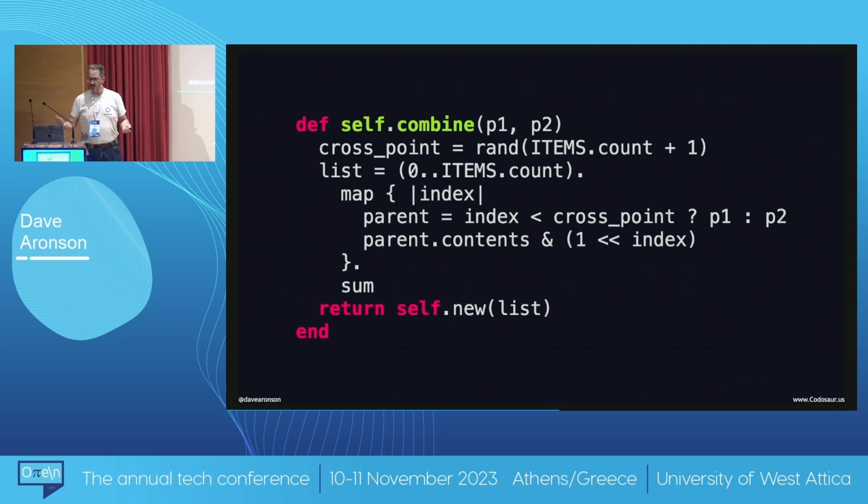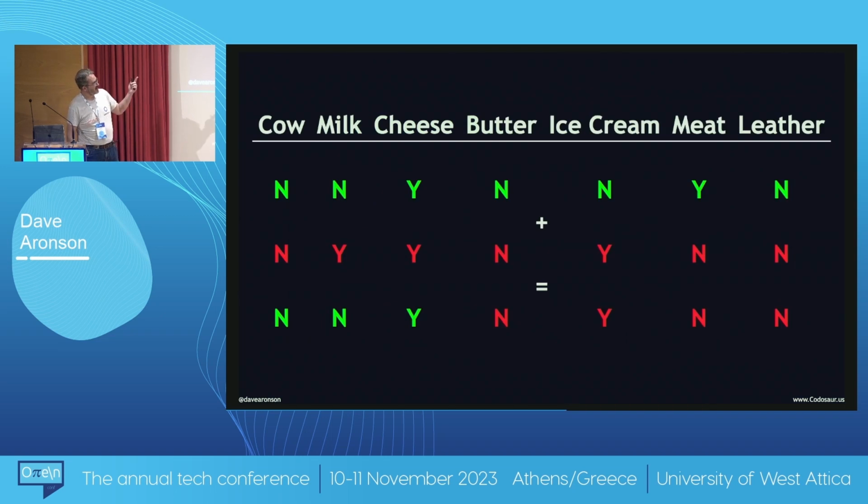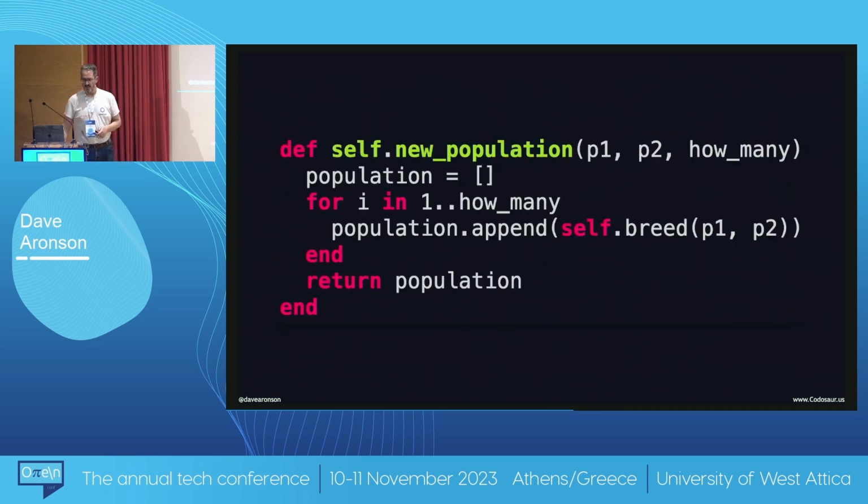We establish the crossover point as a random number from 0 to however many items there are. Then we iterate through the list of items, and if we haven't hit the crossover point yet, we get that decision from the first parent, else the second parent. And if we do this once with a crossover point of 3, we get this. But this is just one of 10 results because we're making a whole new population, like so.